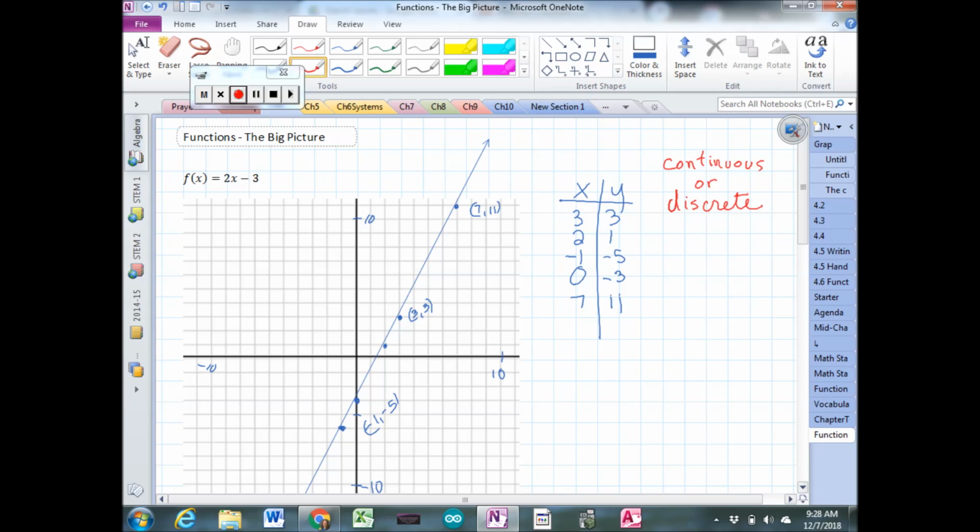I'm going to skip forward a little bit. So continuous means it has a line. If it's continuous, you want to draw a line. All right, so our next point that we're going to talk about on this graph is whether or not it's linear or not.